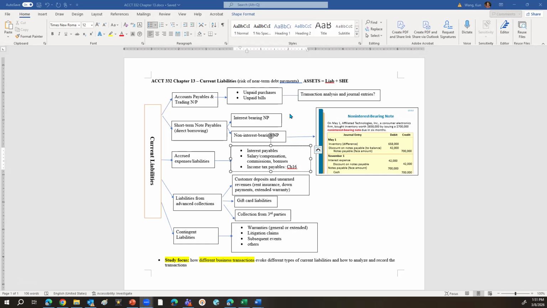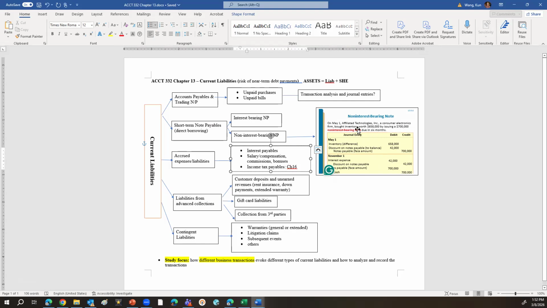For non-interest bearing notes, we have similar situations: signing the notes, the related interest, and the final payments. So I copied a slide related to the transactions. Again, I give you the study approach, but I expect you to develop the details, like the transactions for each type of current liabilities, to give a summary like this. For example, for the non-interest bearing, I have an example.